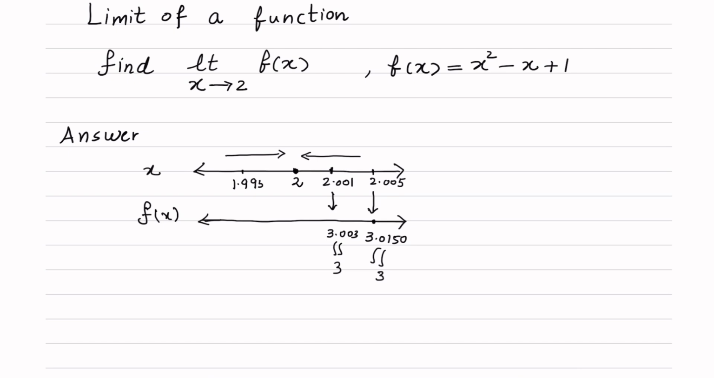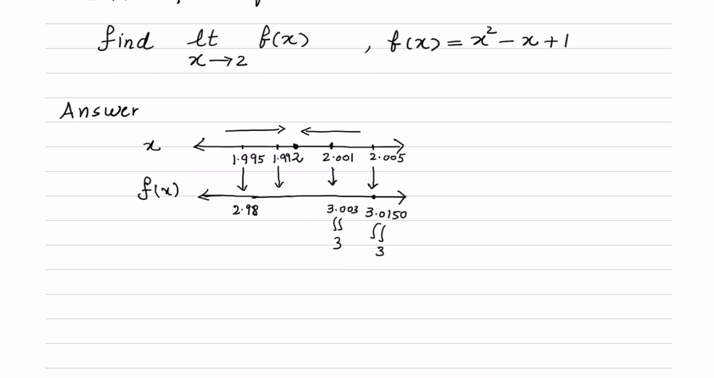Let's say this time we pick on the left of 2, 1.995. For this value of x, by plugging 1.995 in the function, we get 2.98. Let's get closer to 2 by picking one more value but on the left hand side of 2, which is 1.99. We will see that the value of the function will be 2.99.